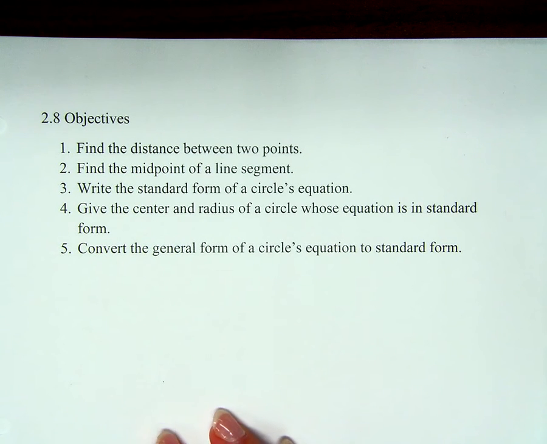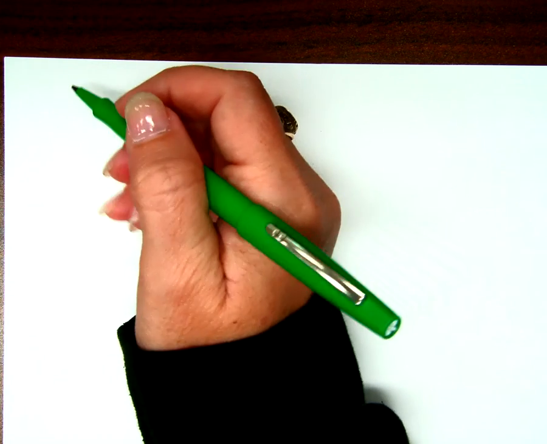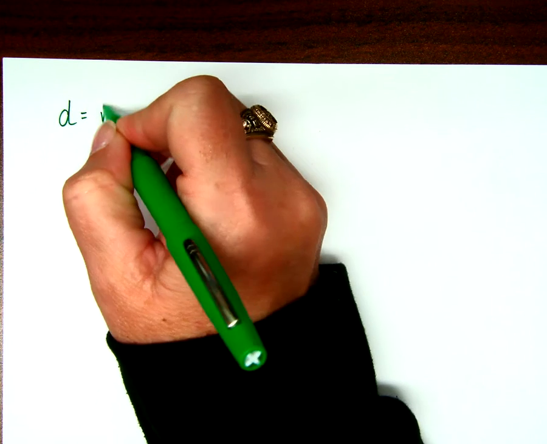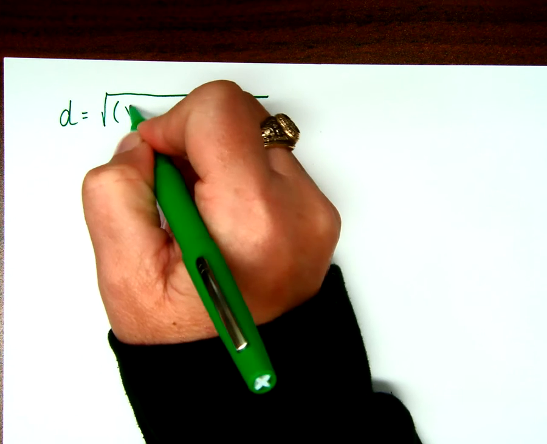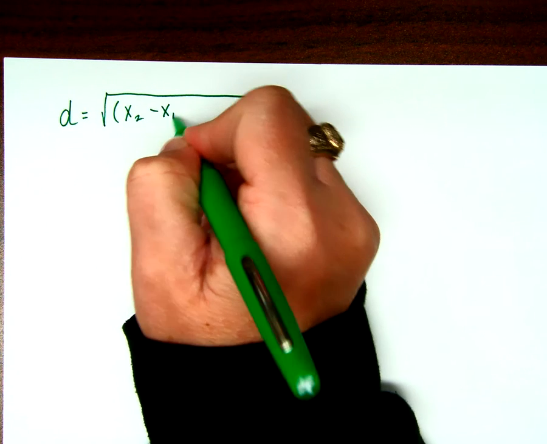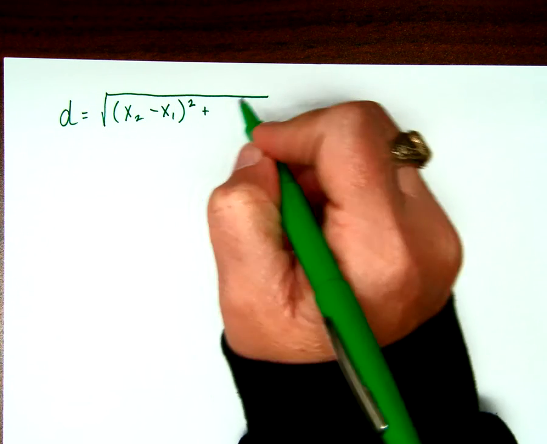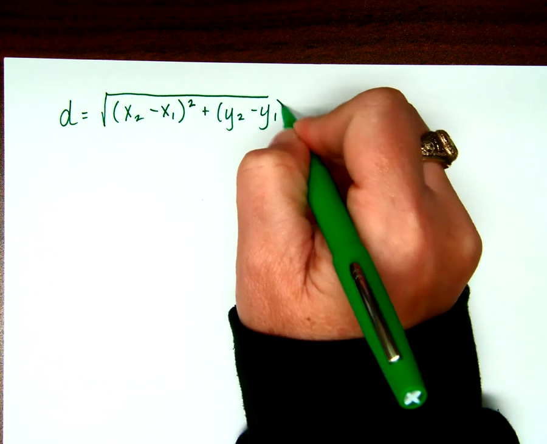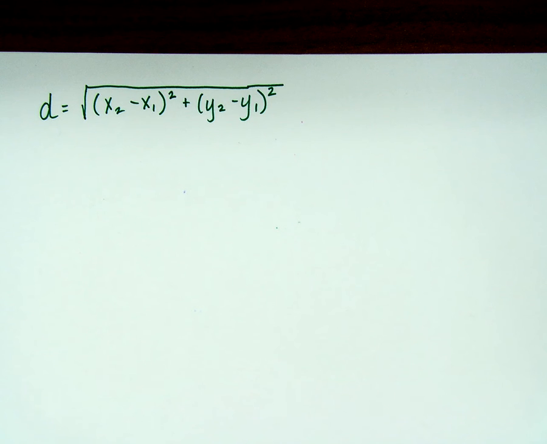Find the distance between 2 points. Do you know the distance formula? Okay. D equals the square root of x2 minus x1 squared plus y2 minus y1 squared. That's the distance formula.